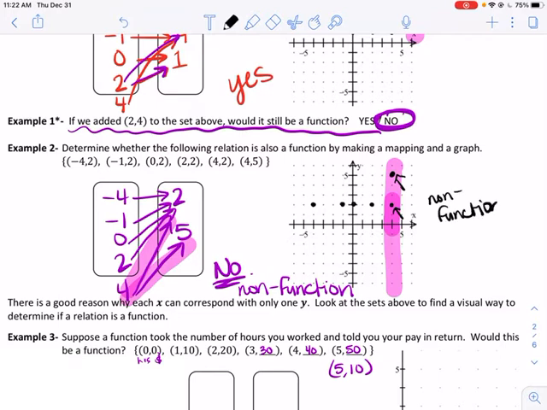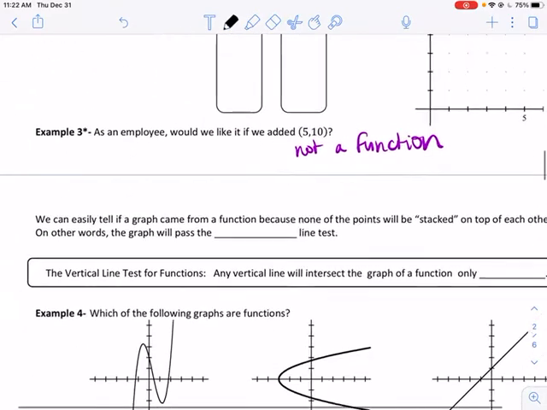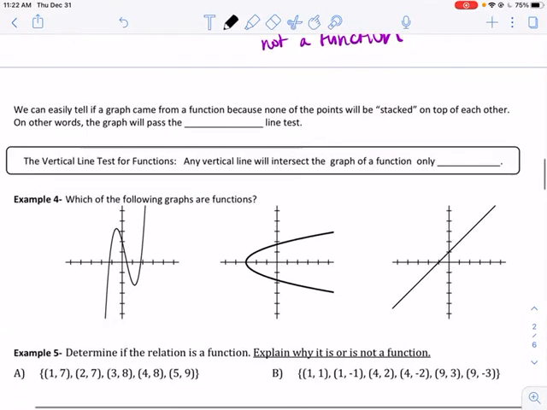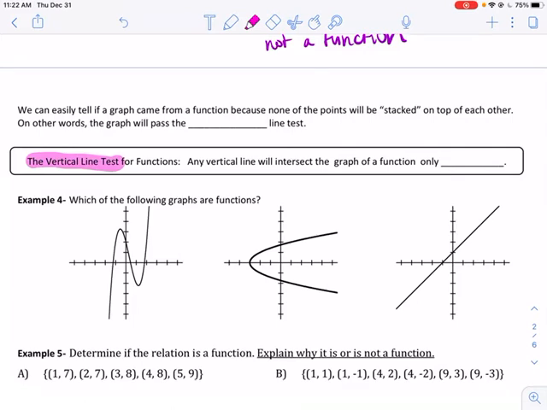In our notes, we describe this as points being stacked on top of each other, or you could just draw a line. If you can draw a vertical line, straight up and down, and it has 2 of the points from the relation on it, it's not a function. Let's summarize that. It's called the vertical line test. We could even write this as VLT, not like a BLT, but a VLT. Any vertical line will intersect the graph of a function only once.